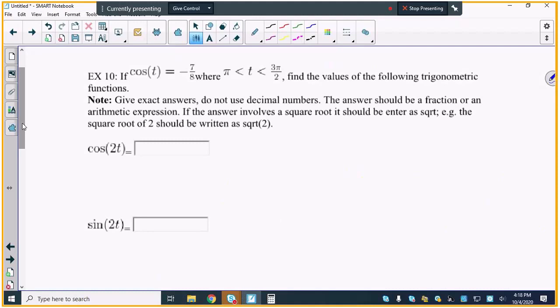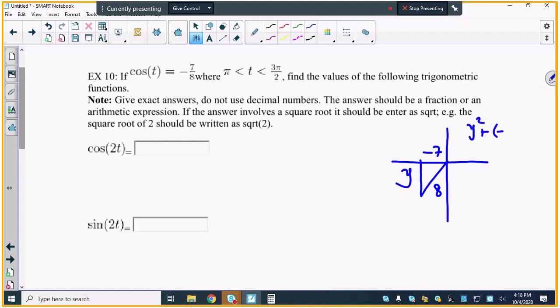T is between pi and 3 pi over 2, and I want to know the double angle formulas for cosine and sine. So first of all, cosine is negative, and t is between pi and 3 pi over 2, so that is, t is in the third quadrant, so sine is also negative there. Real quick, we draw the right angle triangle. Cosine is the adjacent, -7, hypotenuse is 8. I want to know the y.